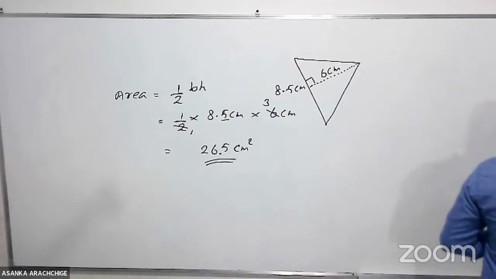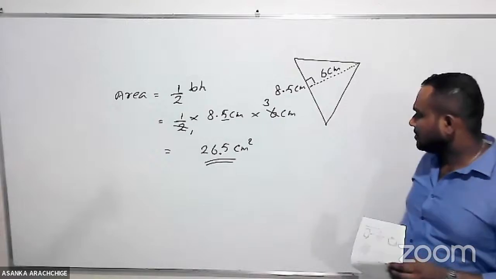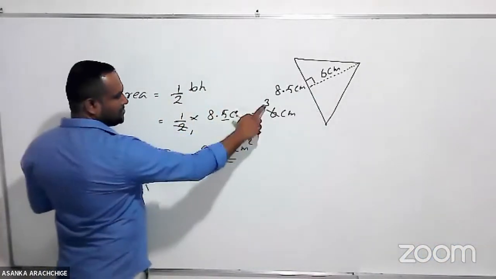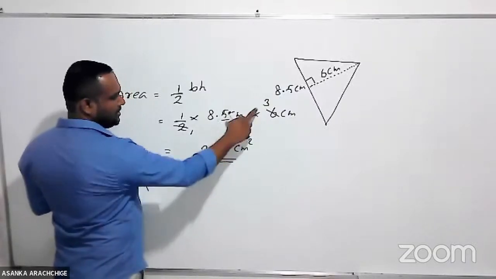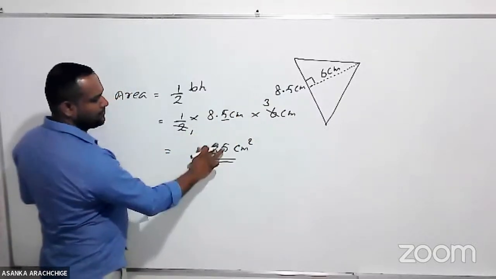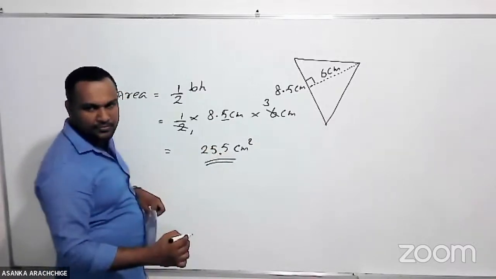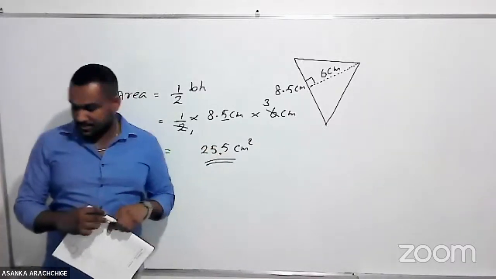Sir, 225.5 millimeter. Wait. 3 times 5, 15. 3 times 8, 24 plus 1, 25. 25.5, no? Yes, correct.